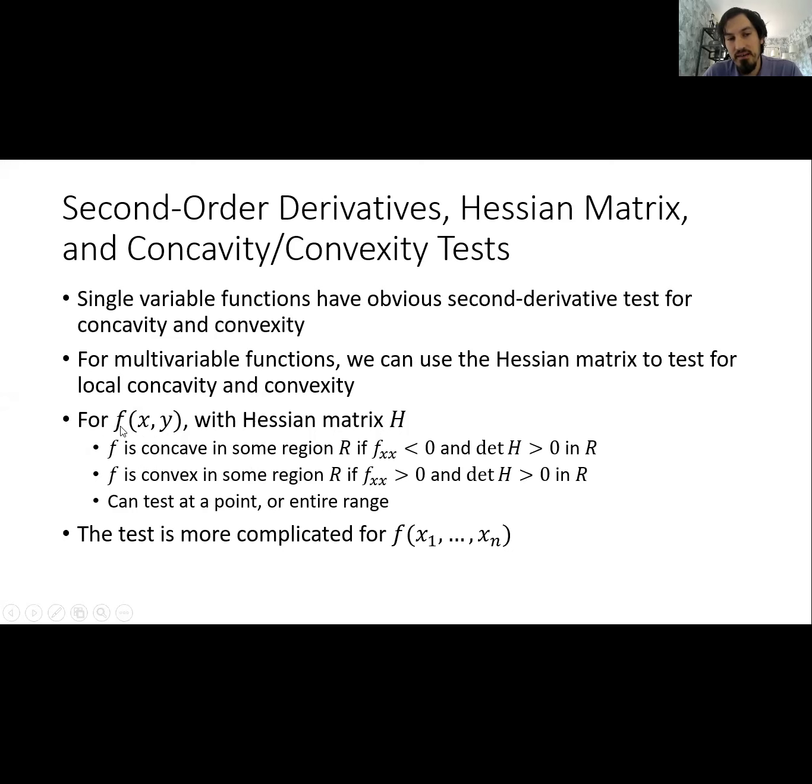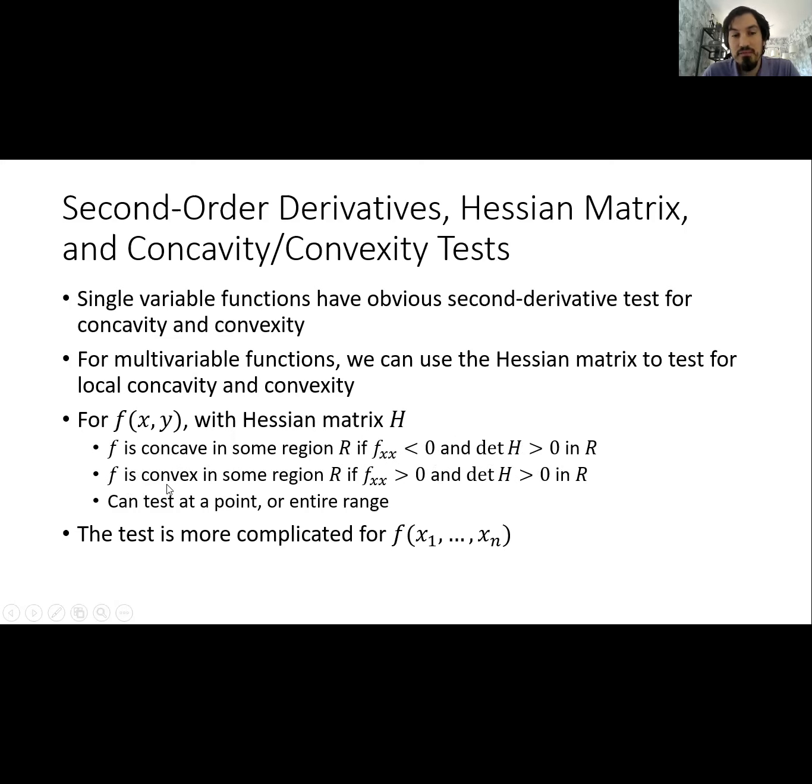If I take any function f, which, for simplicity, let's say only has two variables, x and y, and has a Hessian matrix H, we can say that f is concave in some region R if fxx is less than 0. That means the partial derivative of f with respect to x twice is less than 0. Remember, I'm talking about concavity first. And the determinant of H is greater than 0 in R. We actually need both of those to be true. That is equivalent to saying f is concave.